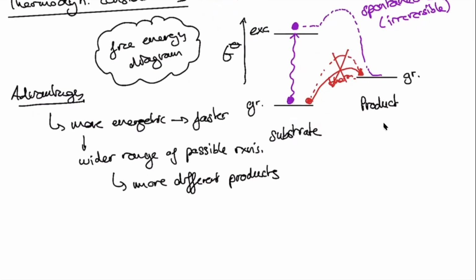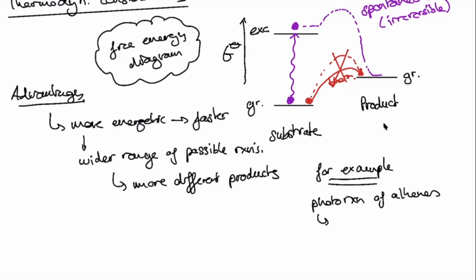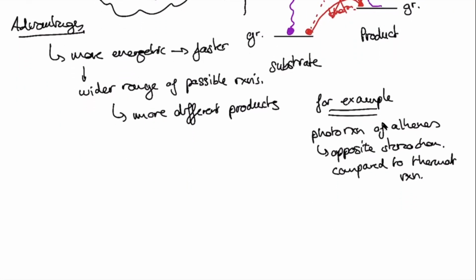Okay, what's also interesting, we won't go into that in a lot of detail, but for example, the photoreaction of alkenes gives the opposite stereochemistry compared to thermal reactions. So that's quite weird, right?